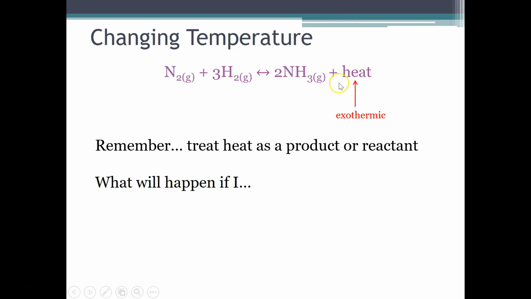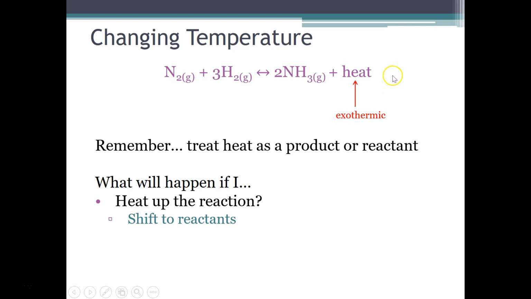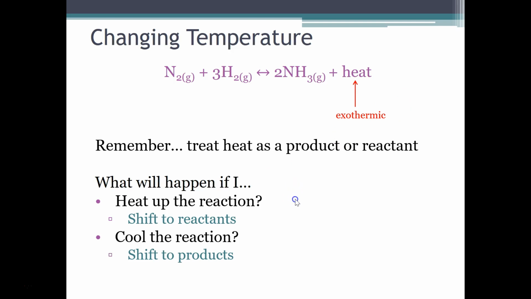So for an exothermic reaction, if we increase the temperature, we'll shift toward the reactants because we're adding a product. But not only will the equilibrium shift toward the reactants, but the value of K will shrink as well because it's being pushed in the direction of the reactants. If we cool the reaction, the exact opposite will happen, and the reaction will shift to the products, which would cause the value of K to increase.